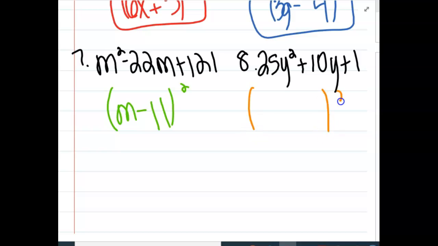Okay? And then here, same thing. There is no greatest common factor. There is a square in front, square back. The middle term does work. So what's my first term? 5y. What else? Plus 1. Very good.